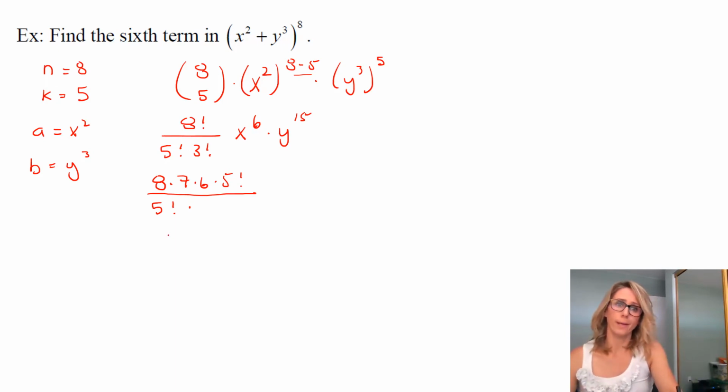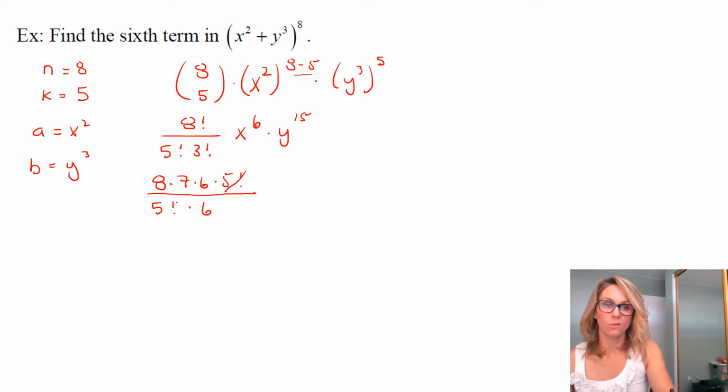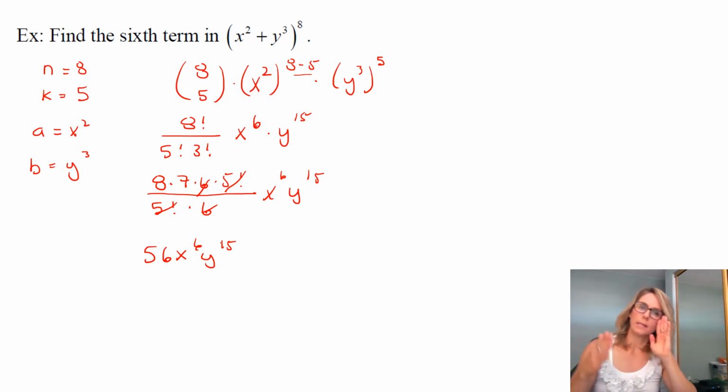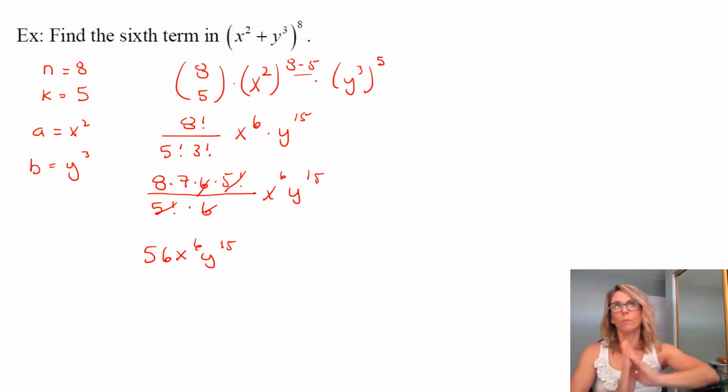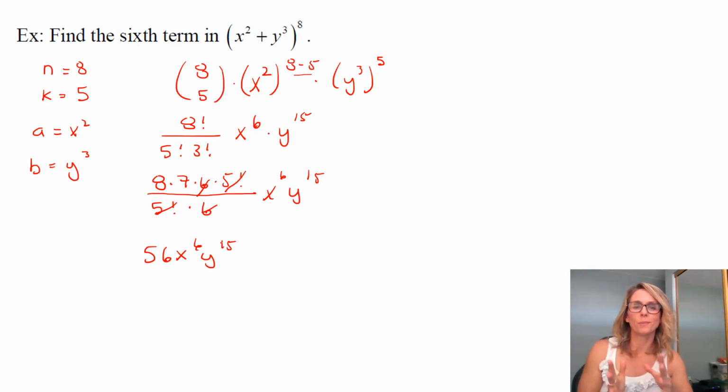If you know that that's 6, go ahead and write 6, that's fine. Because then the 5 factorial simplified, you can simplify the 6's. Just want to make sure I have everything always written out here. But now we just have 8 times 7, so our coefficient will be 56, x to the 6th, y to the 15th. And the idea there, again, is that that's the 6th term. If you were to take x squared plus y cubed and multiply it by itself 8 times, this would be the 6th term in that expression. And that is section 12.6.